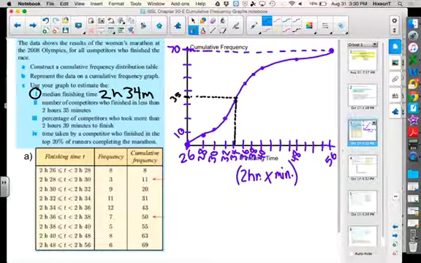We can also use this to figure out how many competitors finished in less than 2 hours, 35 minutes. Okay? Well, here we have a time. Now notice 2 hours 35 minutes is in this range. Okay, this is one thing that you can't get from the table. You're going to go straight up from 2 hours 35 minutes, see where it hits the graph, and then come straight across. And we could say approximately 40 of the runners were finished in 2 hours and 35 minutes.